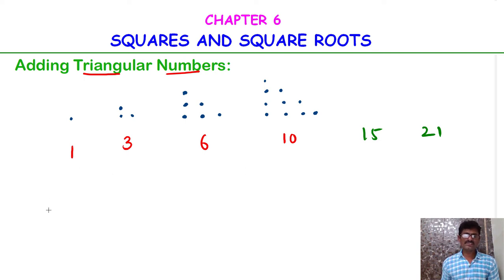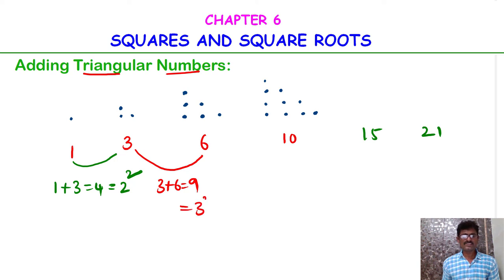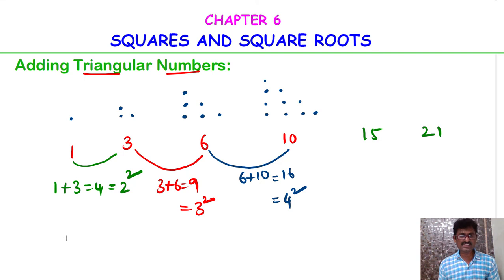Now in these triangular numbers, if you take 2 consecutive triangular numbers, suppose you take 1 and 3. So 1 plus 3 is equal to 4. That is nothing but 2 square. Now if we take 3 and 6, 3 plus 6 is equal to 9, and that is equal to 3 square. Similarly, if we take 6 and 10, 6 plus 10 is equal to 16, we can write this as 4 square. So from this we can say that the sum of any 2 consecutive triangular numbers is a perfect square.